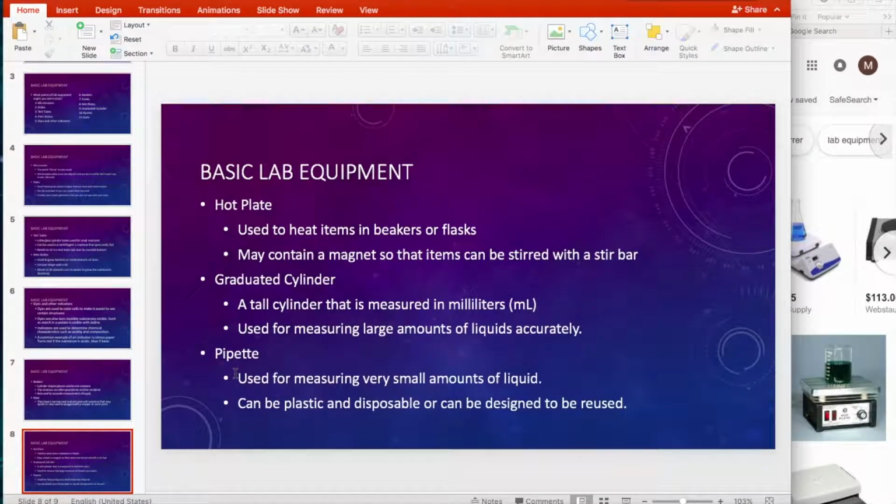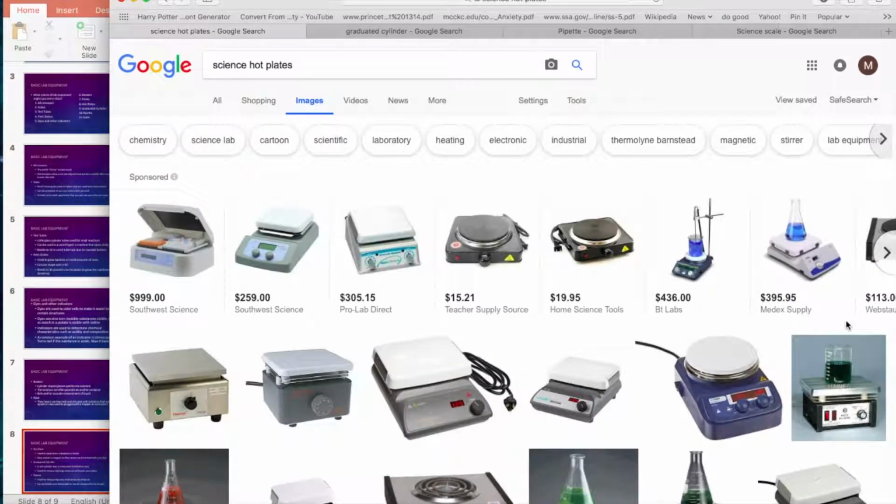The next piece of equipment that we might see or use in the lab is called a hot plate. It is used to heat items in beakers or flasks, and it may contain a magnet so that items in it can be stirred when a stir bar is added. So a stir bar is a small cylinder-type thing, and you just slip it in, and it has a magnet in the middle, and it stirs it.